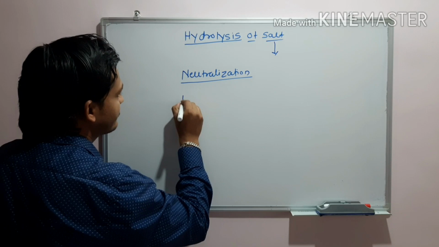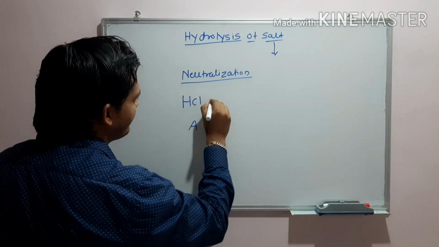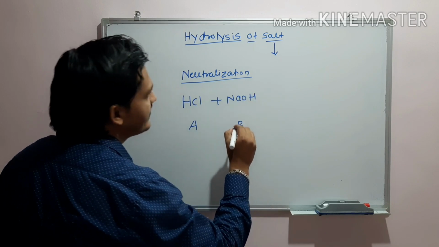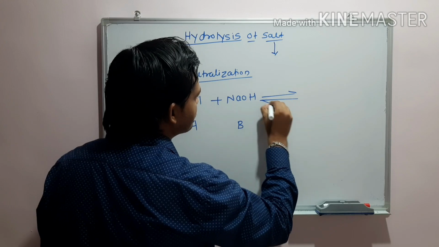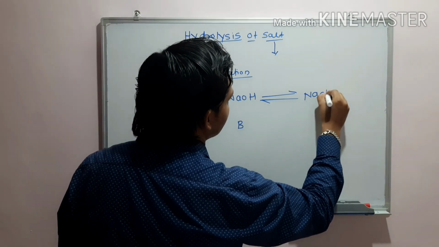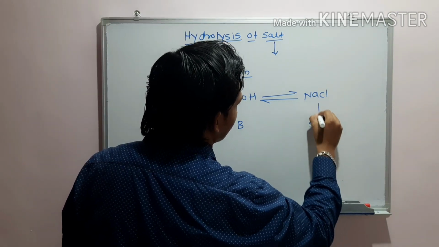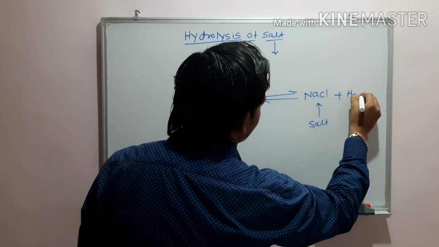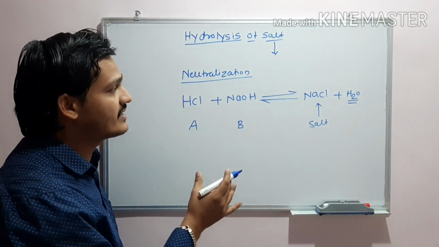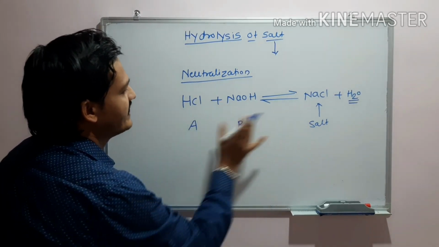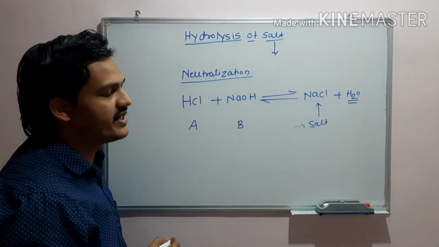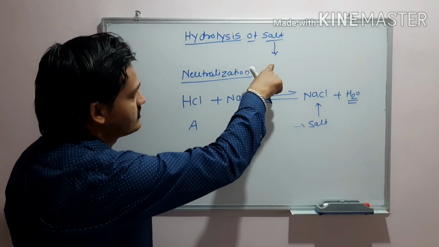So I am taking an acid and a base, NaOH, which combine together to form salt, that is NaCl, and water. So you already know how salt is formed. Salt is the product of an acid and a base. It is formed by the combination of acid and base.